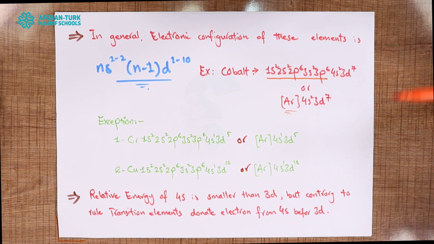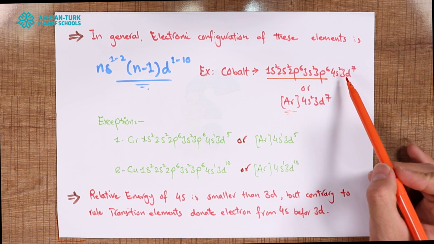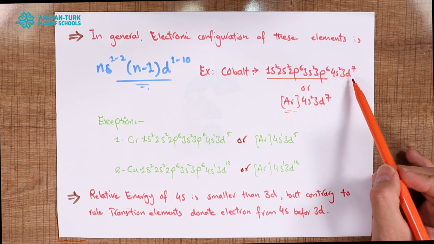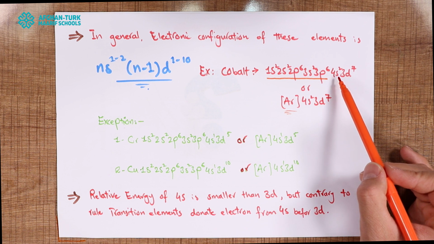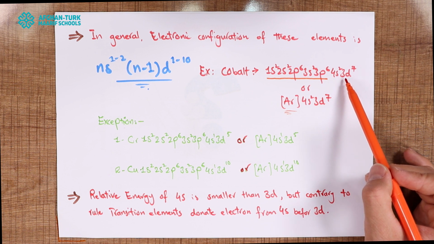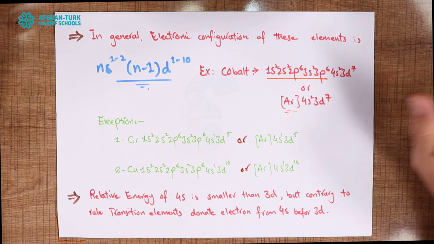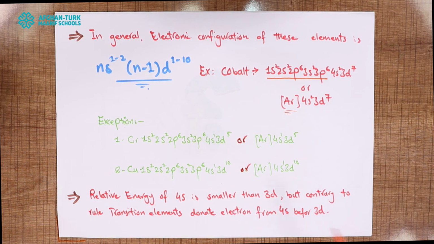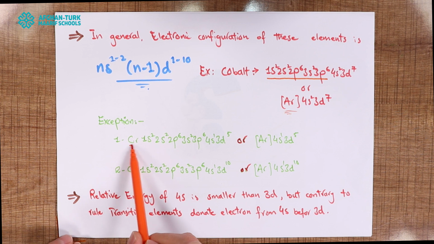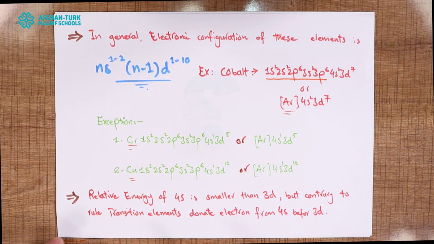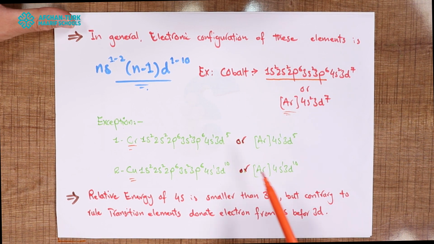If you remember from the electronic configuration, we have studied that the relative energy of 4s is smaller than 3d. So 4s will fill first, and then next is the turn of 3d. Okay, students, that's normal. But there are some exceptions in the transition elements. Transition elements are very complicated. For example, chromium and copper. There's an exception. Let me show you.